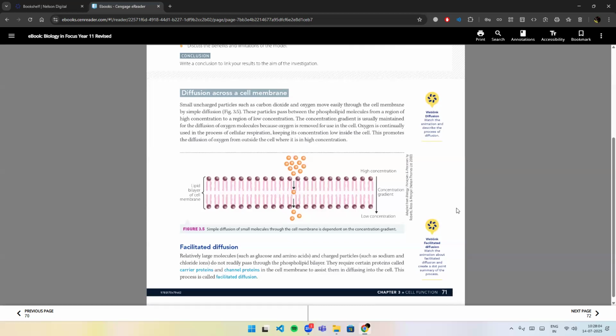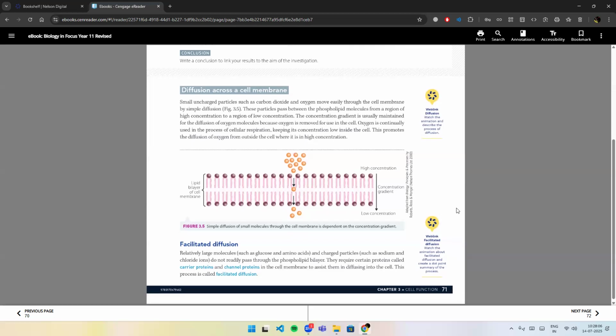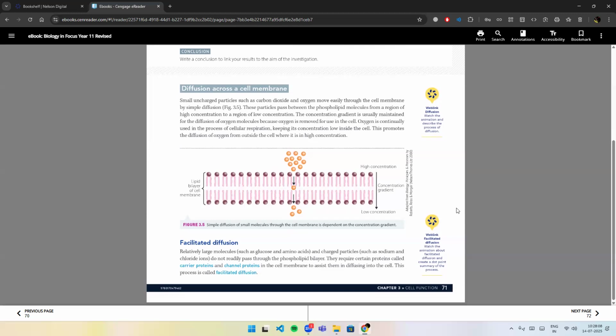Diffusion across a cell membrane. Small uncharged particles such as carbon dioxide and oxygen move easily through the cell membrane by simple diffusion. These particles pass between the phospholipid molecules from a region of high concentration to a region of low concentration.